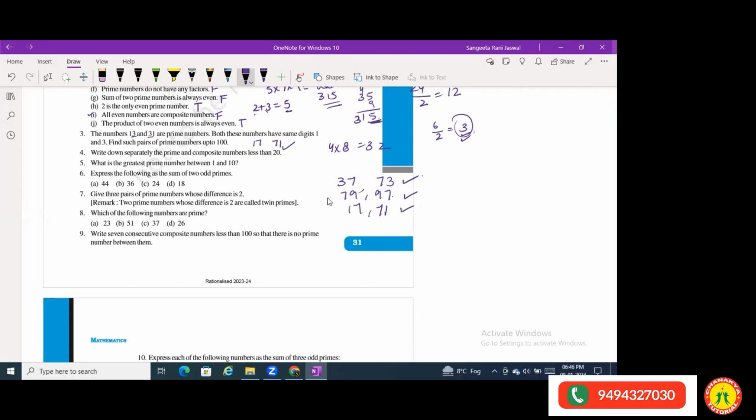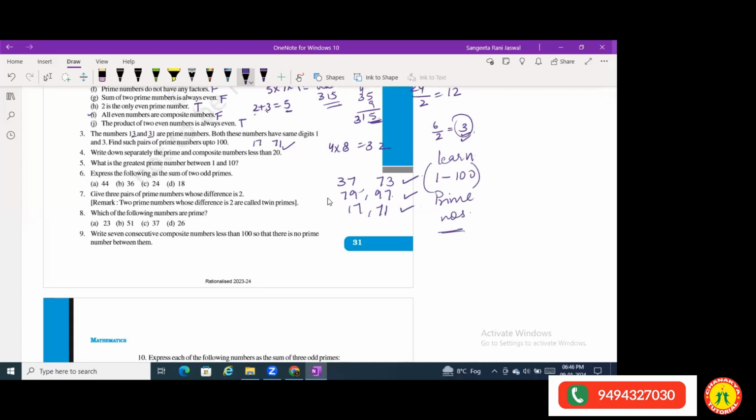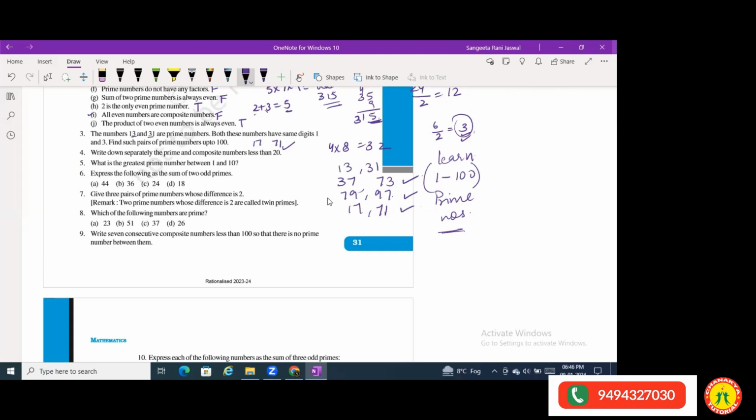See, that's why I'm telling you, between 1 to 100 you must know all the prime numbers. Okay. So learn all prime numbers between 1 to 100. Ma'am, is 13 and 31 also? Yes, it's already written here. 13 and 31 is already given in the question. Okay, it's already there.